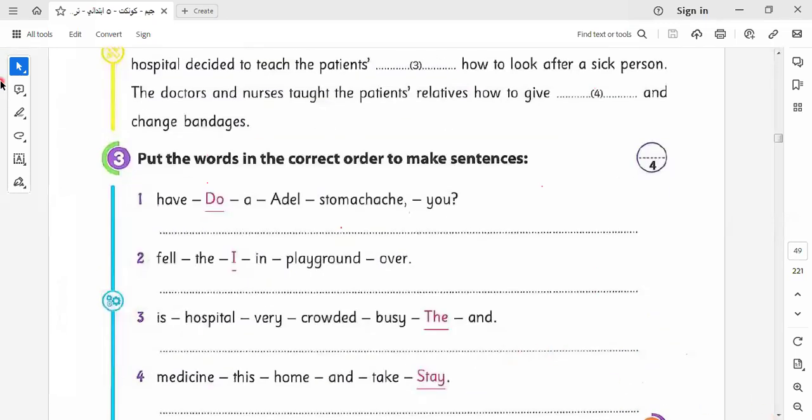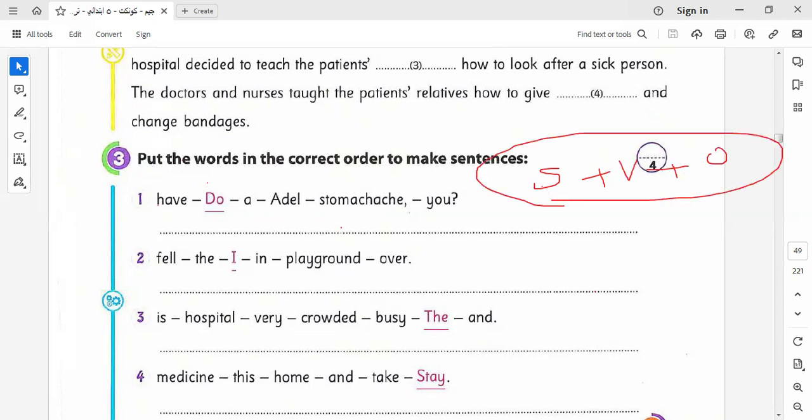As we told you, subject, verb, object. I answered 2 of them, and I will leave the rest to do by yourself. Subject plus verb plus object. This is the rule we learned that we took and talked about several times. So here I apply this rule in this sentence.